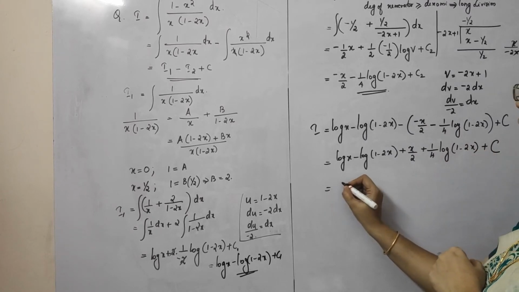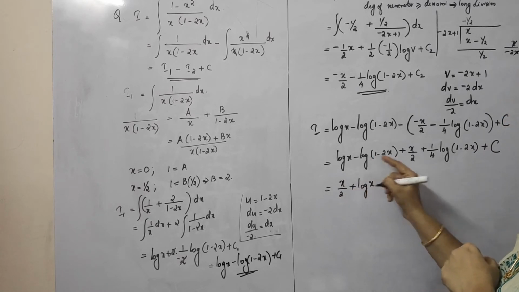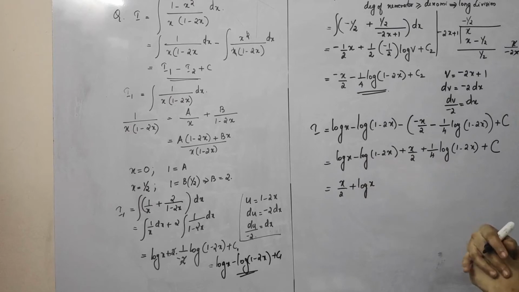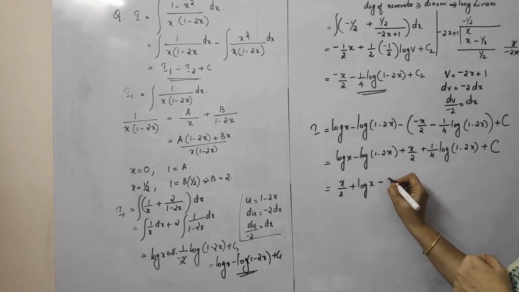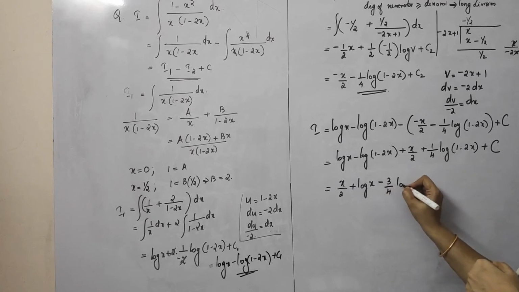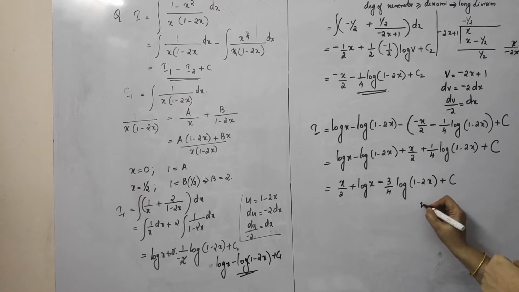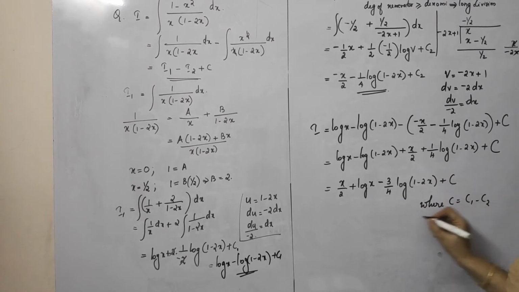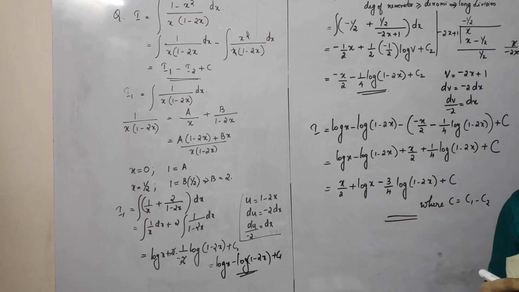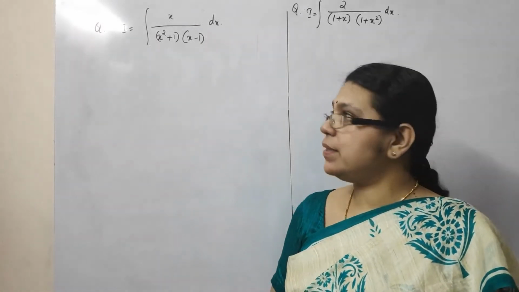So this is equal to x by 2 plus log x. Now I have here 1 by 4, and I have this as minus 1. So 1 by 4 minus 1, that is minus of 3 by 4 log of 1 minus 2x plus c, where c is equal to c1 minus c2, and this gives the integration. Okay, just try it. Now let's move on to the next question.